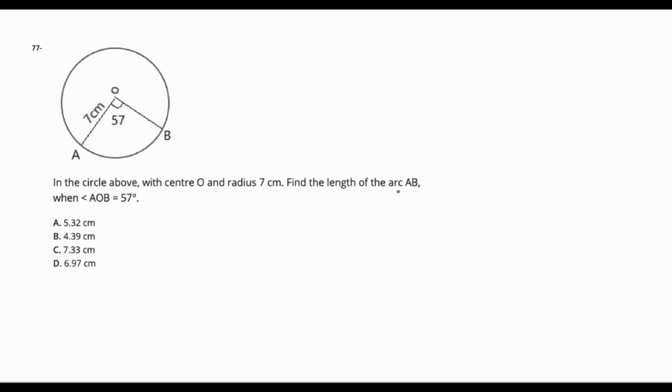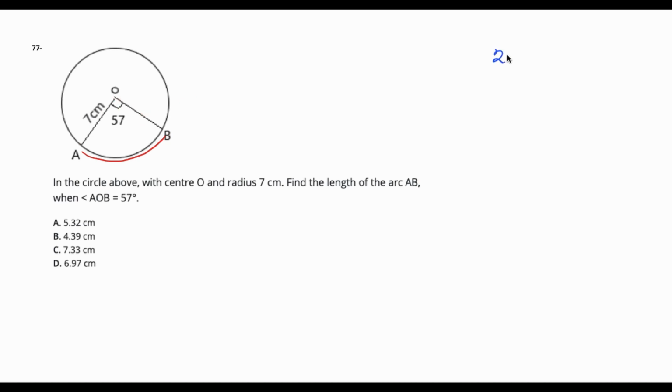of the arc AB when angle AOB is equal to 57 degrees. So what we're looking for is the length of this arc right here, arc AB. So how do we do this? First, we can find the circumference of the entire circle, which is the length of the entire circle here, the perimeter of the entire circle. And then we can take only the portion we're interested in, which is 57 degrees.